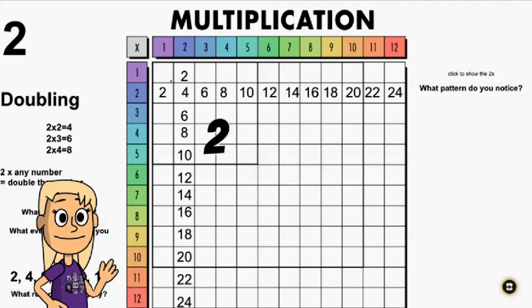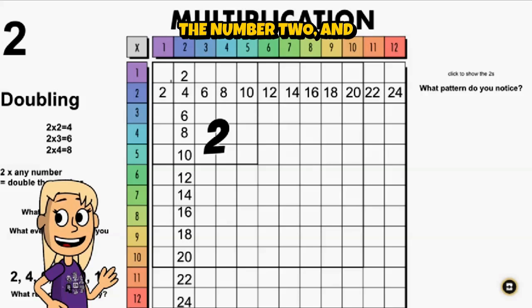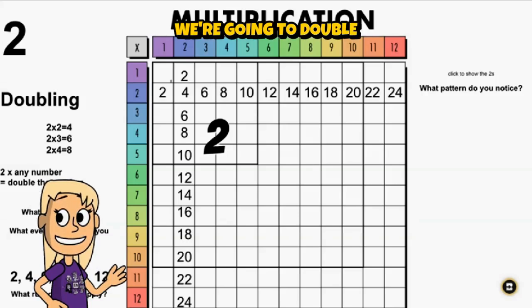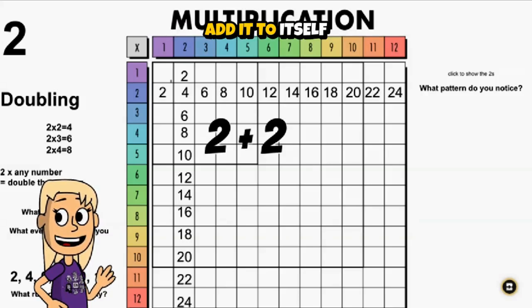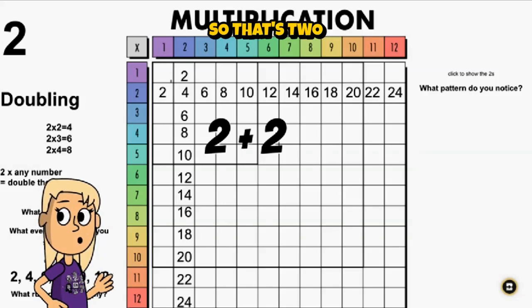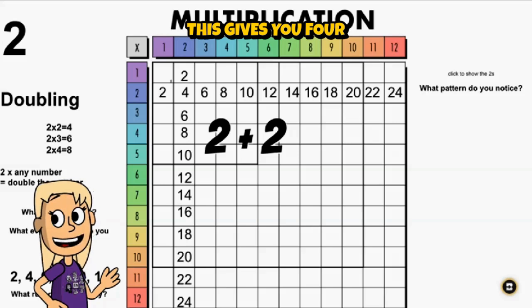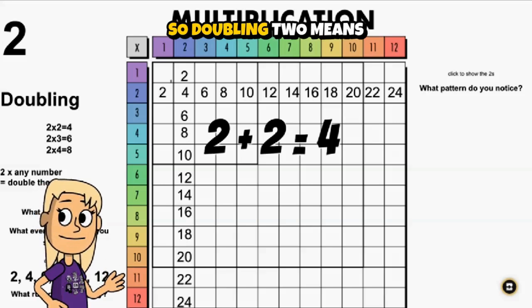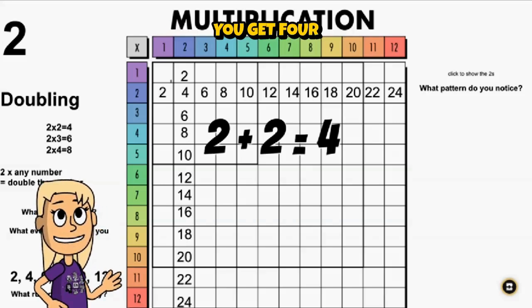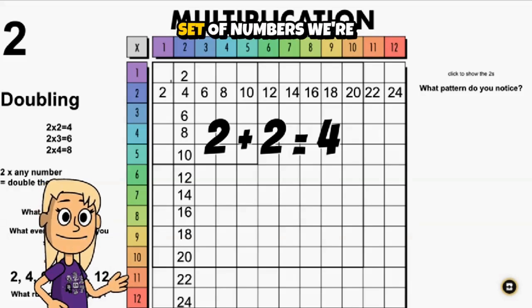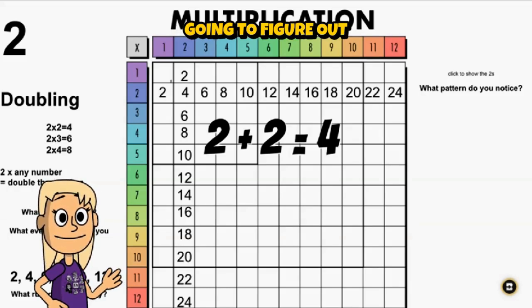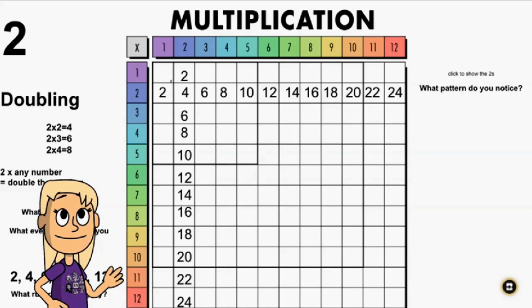Now, if we start with the number 2, and we're going to double it, we're going to add it to itself. So that's 2 plus 2. This gives you 4. So doubling 2 means you get 4. That means the next set of numbers we're going to figure out are the 4s.